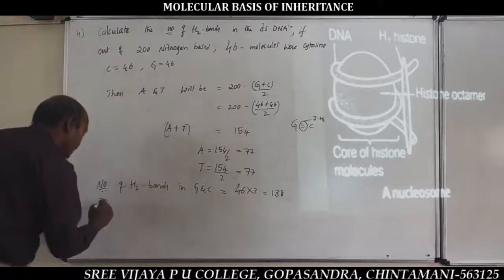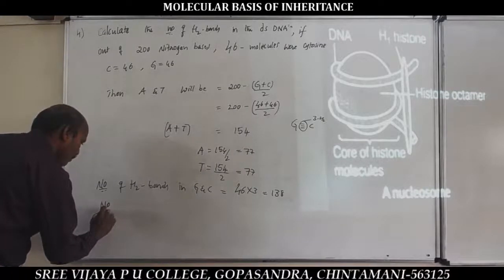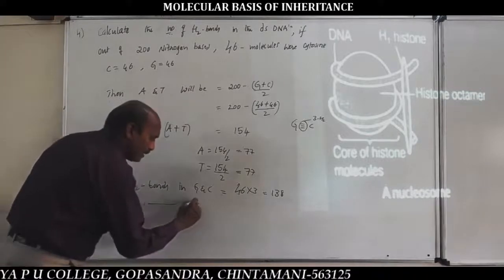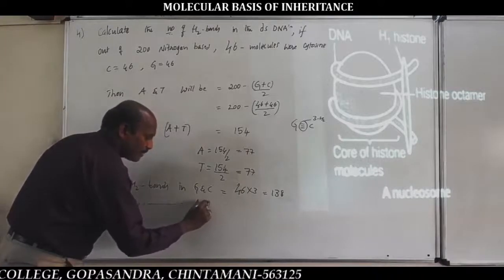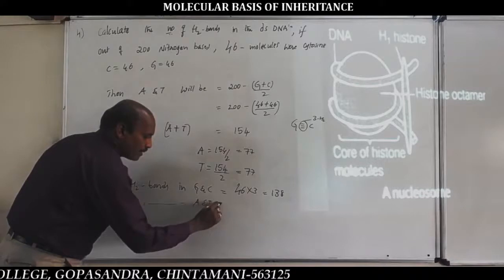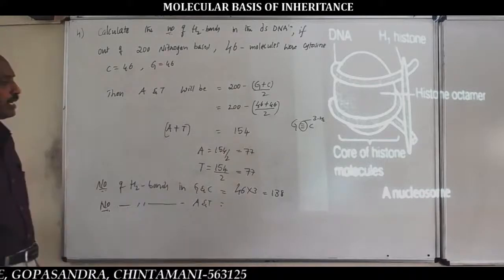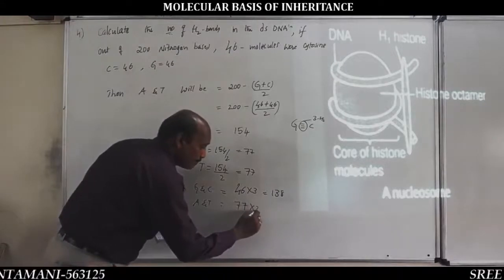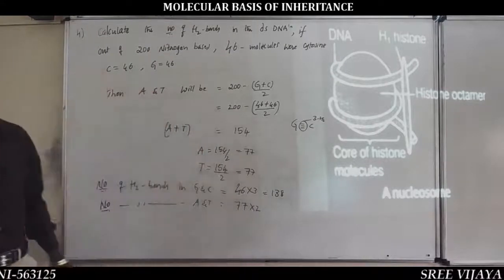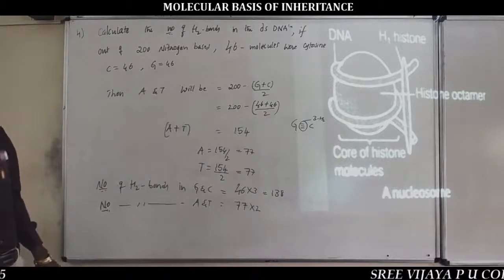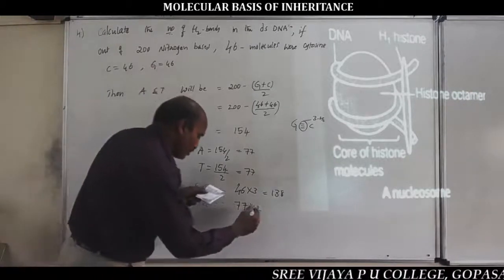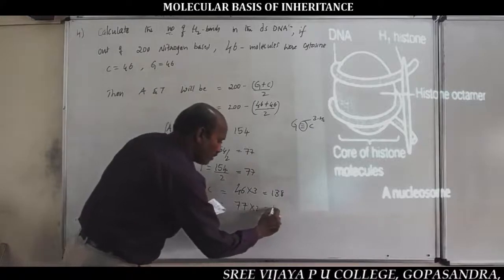Number of hydrogen bonds present between adenine and thymine: your adenine or thymine value is 77. 77 multiplied by 2, because between adenine and thymine there is a double bond, 2 hydrogen bonds. So the total equals 154.